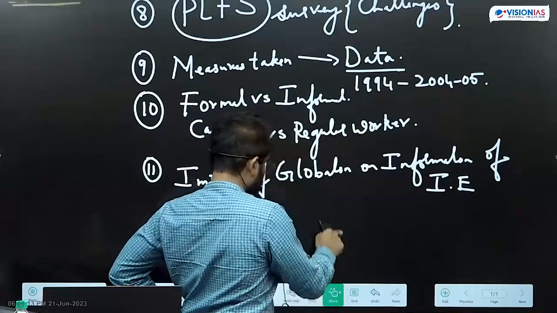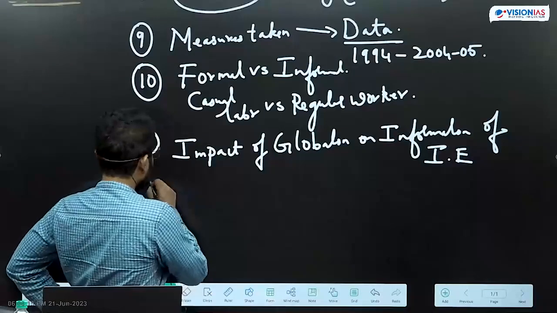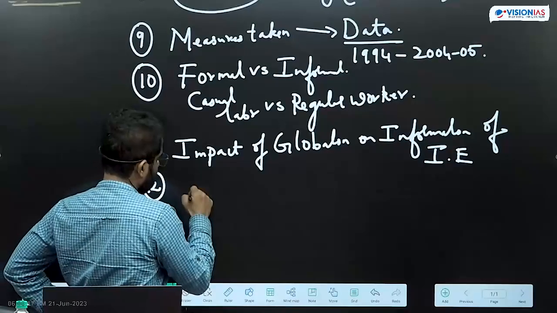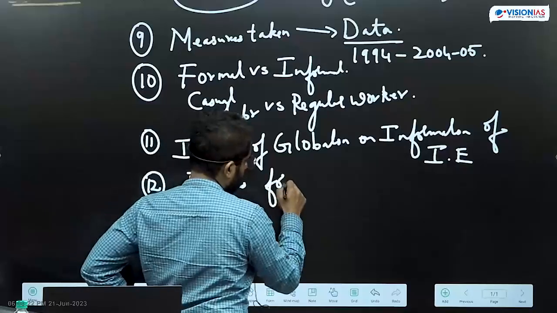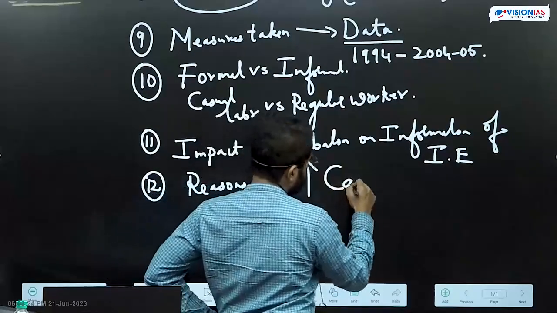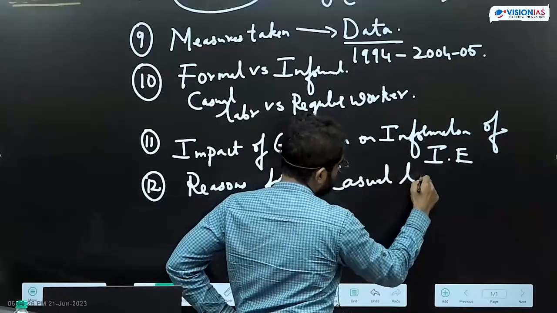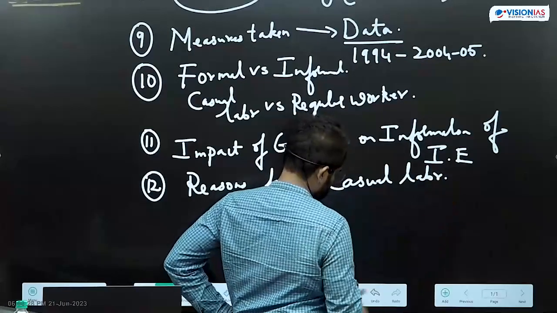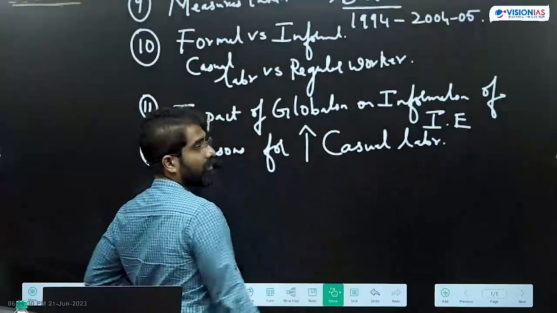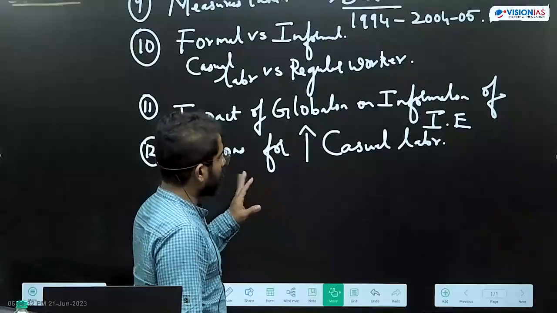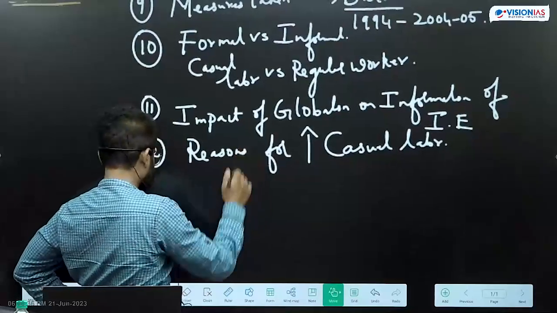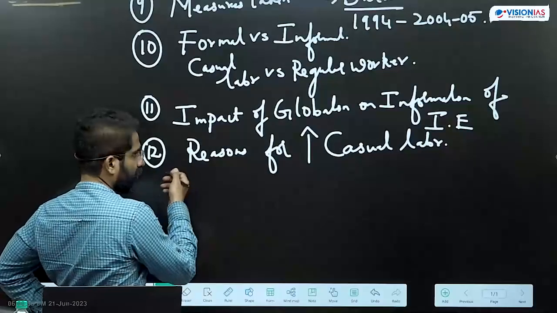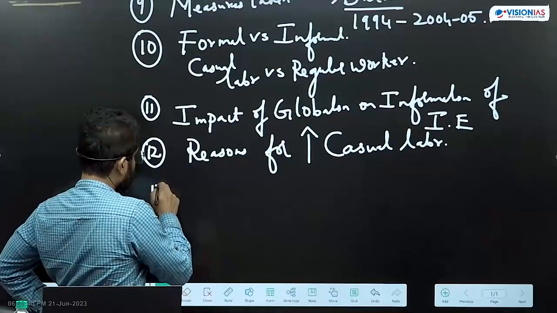Okay, and then we'll also see reasons for casualization, reasons for the increase in casual labor. That is why casual labor started increasing in countries like India. 1991 is one aspect.